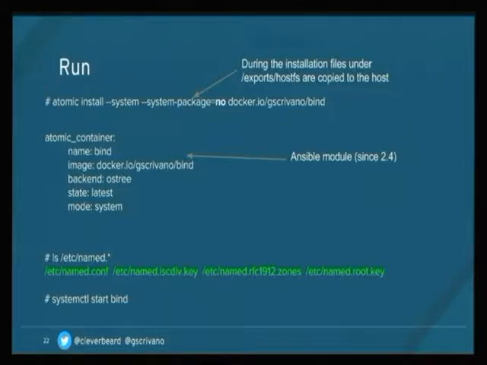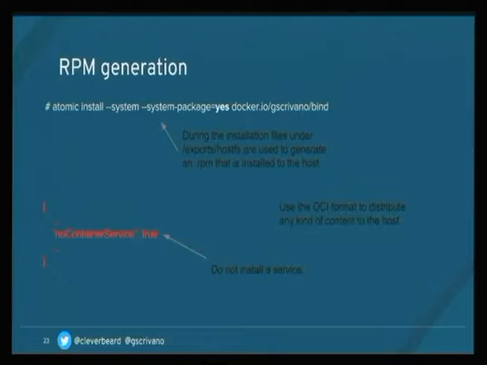Also, we have an Ansible module for installing system containers, so you don't need to do this manually, but you can just use the atomic container module, and the snippet we see there does exactly the same thing as the atomic install command. It pulls the image and installs it. In this phase, the system container is not running yet. So if you need, you have time to configure these files and customize them before you start the systemd service.